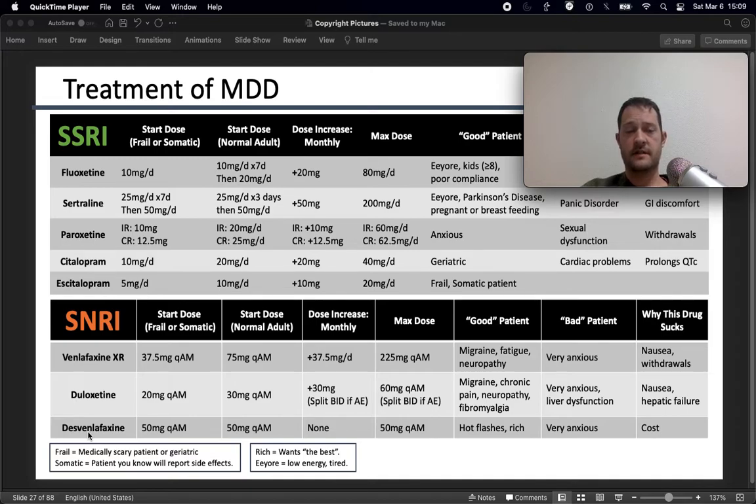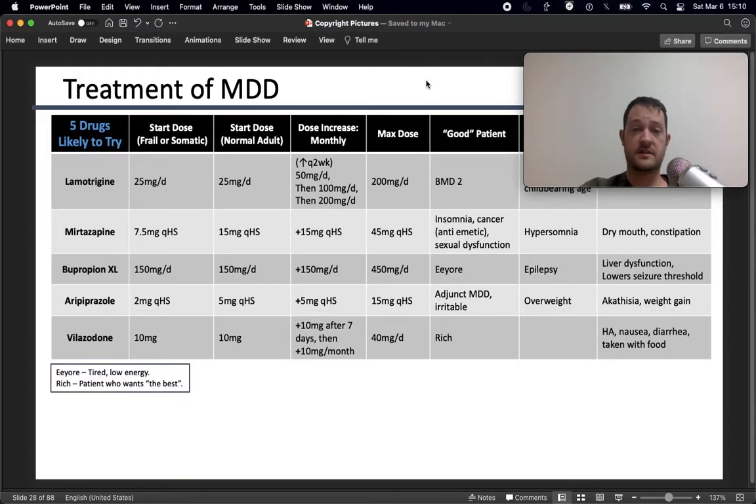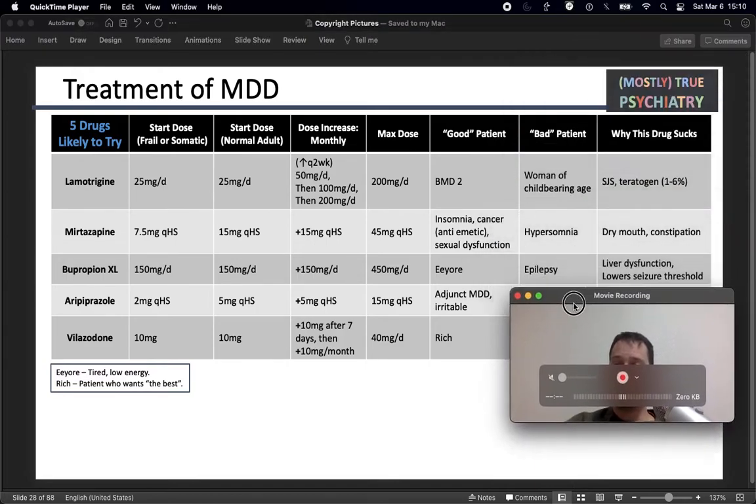Desvenlafaxine, kind of the newest one that came out. You have venlafaxine, and they took out one of the enantiomers. You start at 50 milligrams for anyone, and you end at 50 milligrams. So it's a one-dose drug. You give it to somebody because they got more money than sense, and they only want the best. Hot flashes are supposed to be one of those things. So postmenopausal women with depression, it can help, or just to help with hot flashes. Anybody that's very anxious, you can give them. If they got a lot of money, that's fine. But otherwise, that's usually considered a reason the drug sucks. It's expensive.